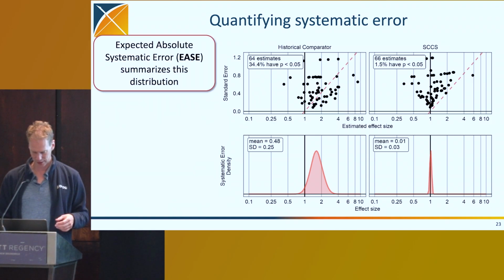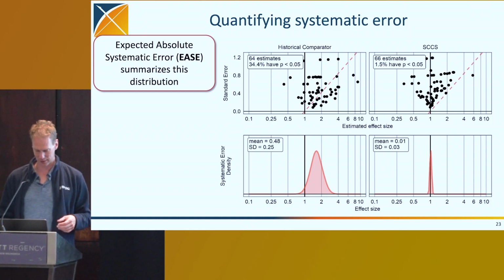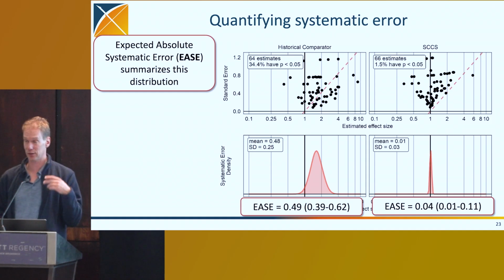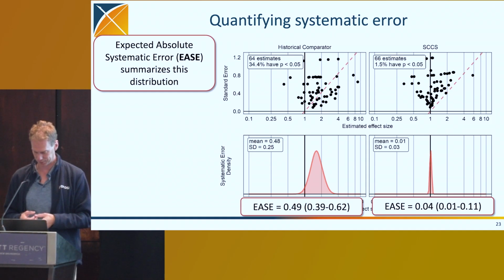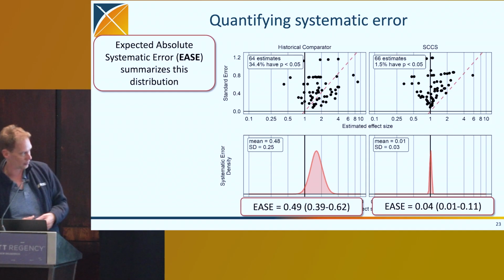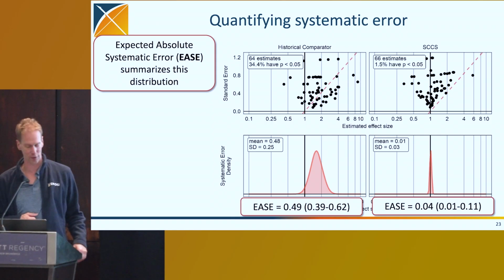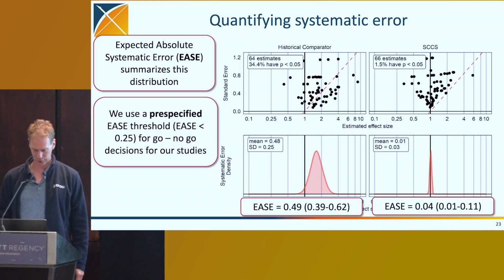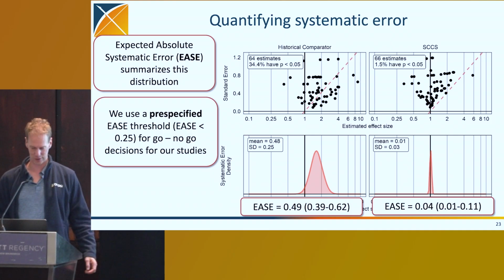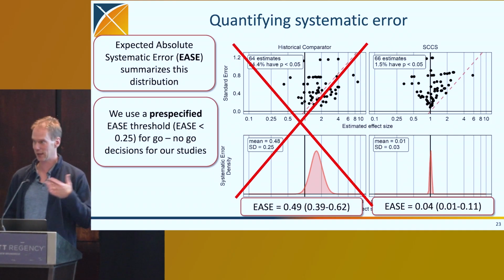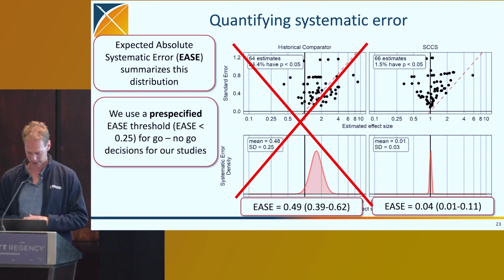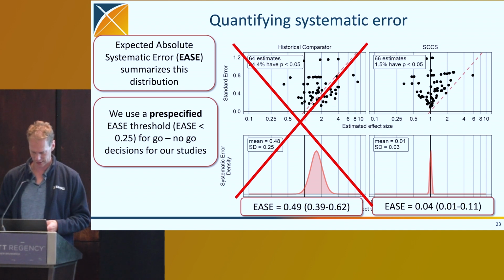We can summarize this in something that Tara already mentioned, the expected absolute systematic error, or EASE. And this then forms the basis for another diagnostic that we have. So in this case, the one on the left-hand side had an EASE score of 0.49, and the one on the right, an EASE score of 0.04. And we just have a threshold. If it's greater than 0.25, we say it's out. So just like for the balance, where we had a yes, no, a go, no-go decision based on a diagnostic, here we have the same based on these negative controls.